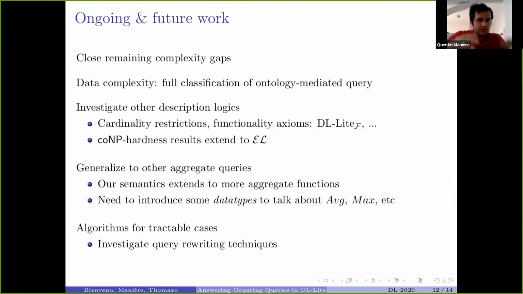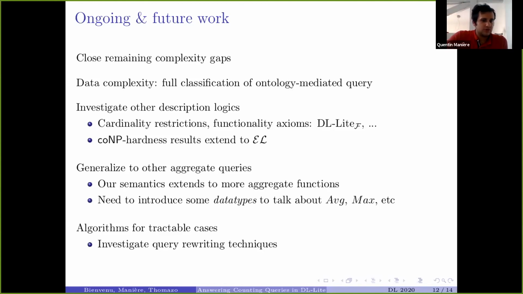And what about ongoing and future work? So the first step would be to close the remaining complexity gaps we have in combined complexity. On the other hand, in data complexity, we identified a tractable case and several intractable cases. So it would be interesting to have a full classification of what happens in between. And we can also investigate other description logics by adding some coordinate restrictions or functionality axioms.